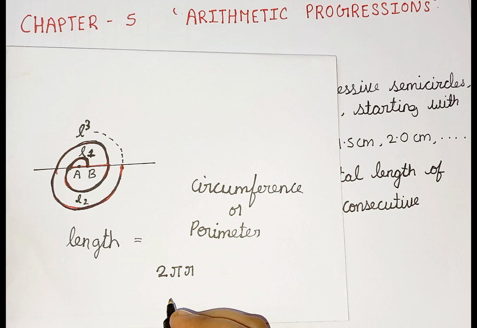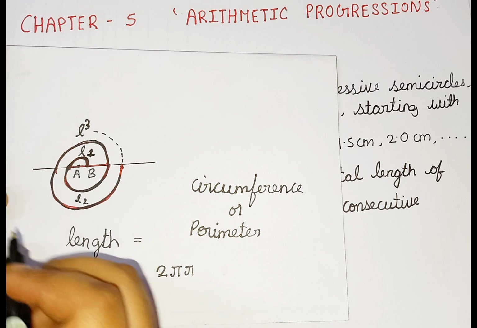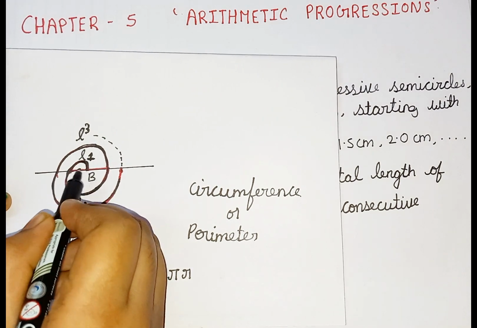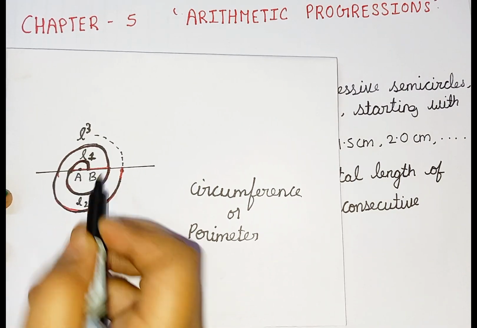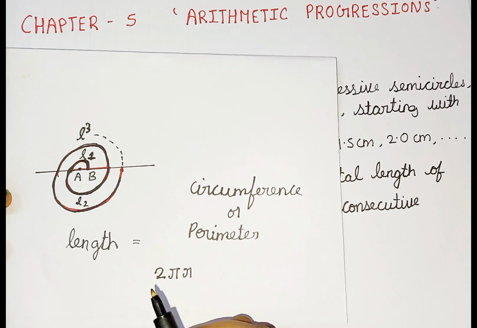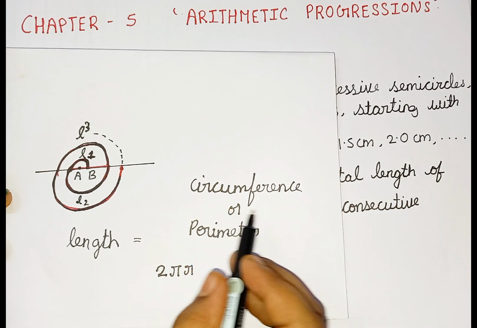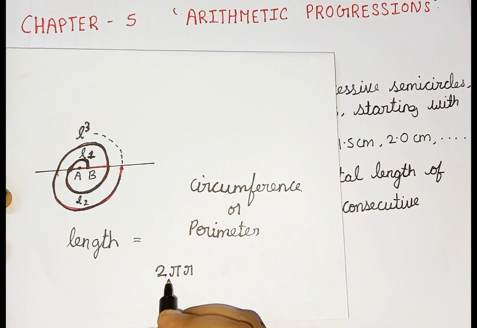But here in the question, did they mention a circle? They didn't even mention a circle, right? They just mentioned the semicircles. So here you can see this is a semicircle, this is a semicircle. Like that, they mentioned only the semicircles. But here the circumference of a circle is 2 pi r.